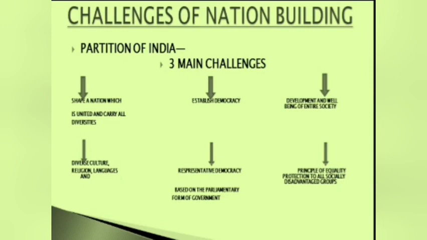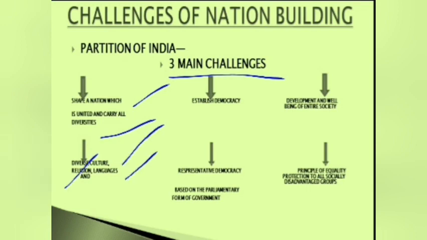Understood? So how will you understand the three main challenges, again with the help of this flow chart: shape a nation which is united and carries all diversities. It doesn't mean that the different diversities will lead to partition. No, it was not there. There must be unity in diversity. It was a very challenging issue for them. Understood? Then, what was that diversity? Culture, religion, language. It was a very big challenge.